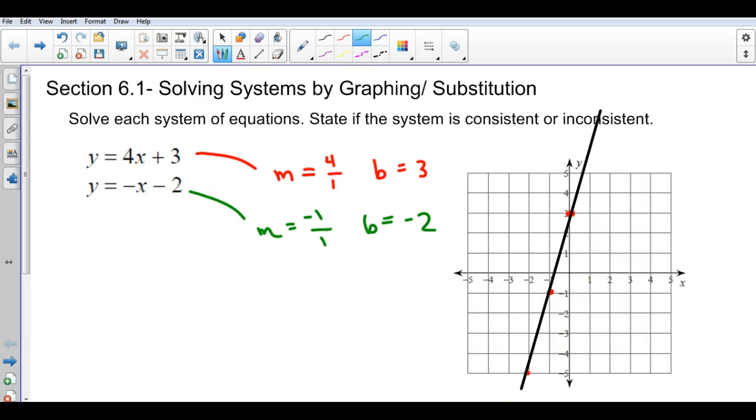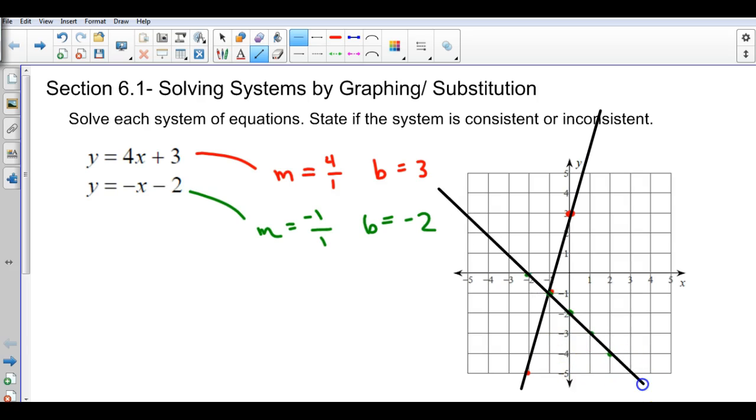And then I'm going to graph the other one, which is going to start at negative 2. And this one is going to go down 1 and to the right 1. So negative 1 is the down one, and the positive 1 is to the right. Or if I would have taken the negative sign and attached it with the bottom, you'd be able to go up 1 and then to the left 1. So you'll see where the intersection of the two lines is, and that's going to represent what our solution is.